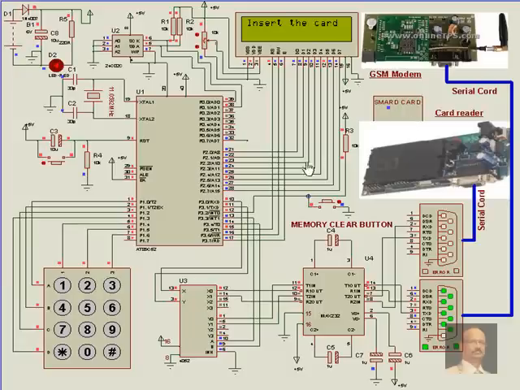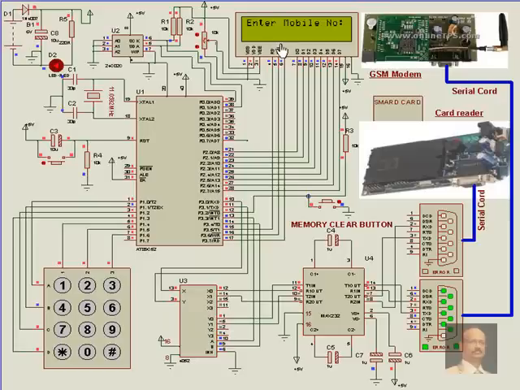We can insert the card, or if you would like to specify the mobile number, we can go for clearing the memory button. So once we press this memory button, that means whatever mobile number was stored gets erased, so that we can put in our cell number, which will be registered and stored in the EEPROM for any future use.